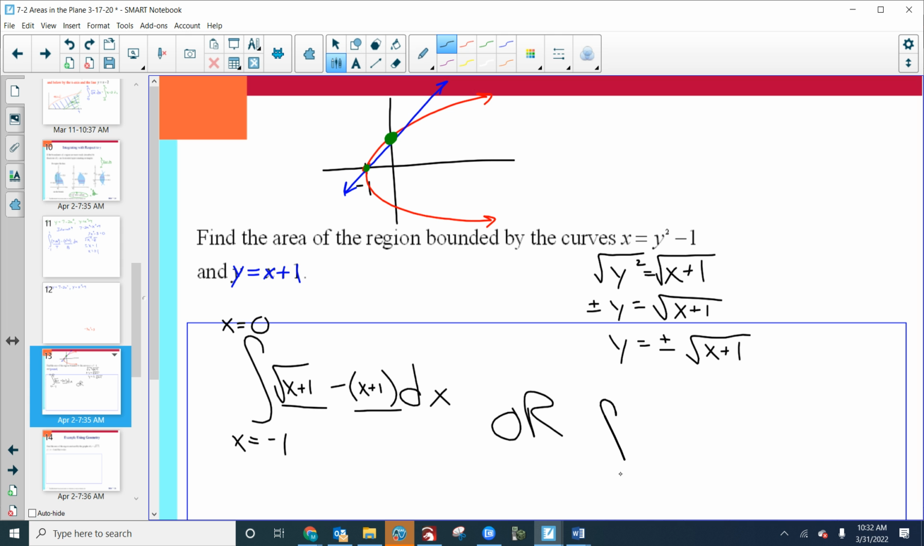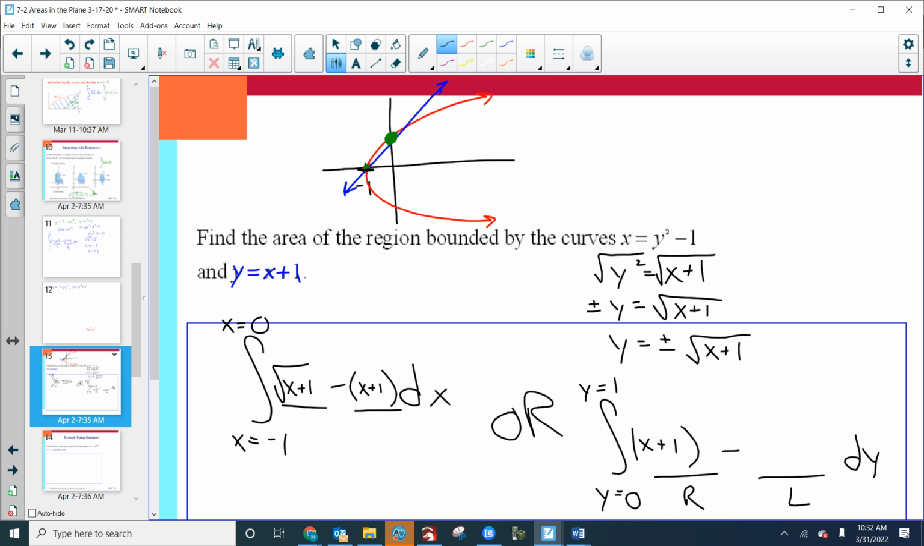Now, or could we do y bounds and do right minus left, dy? Well, what would my y bounds be? What's my lowest rectangle I would draw sideways? 0. What's the highest rectangle I would draw sideways? 1. What's my right function? x plus 1. What's my left function?